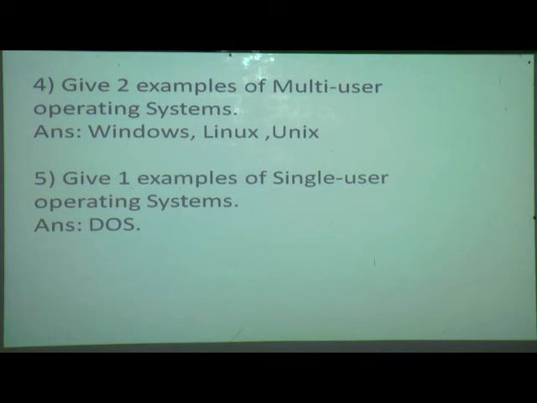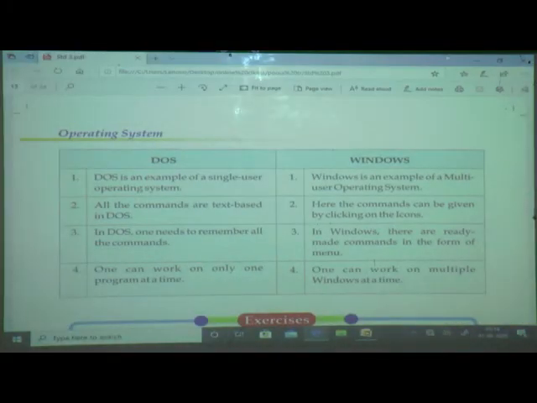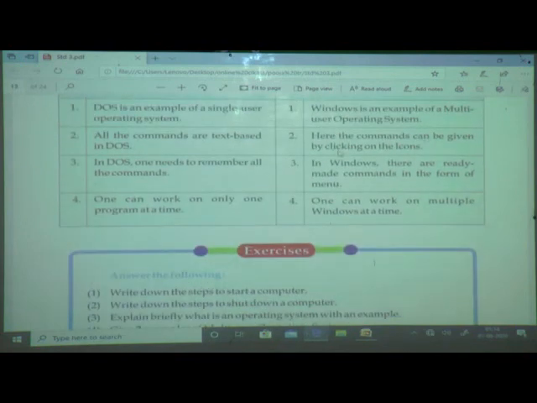And the last question is, give one example of single user operating system. What is the example of single user operating system? DOS, disk operating system. Okay. Understand what is meant by operating system and how it works.